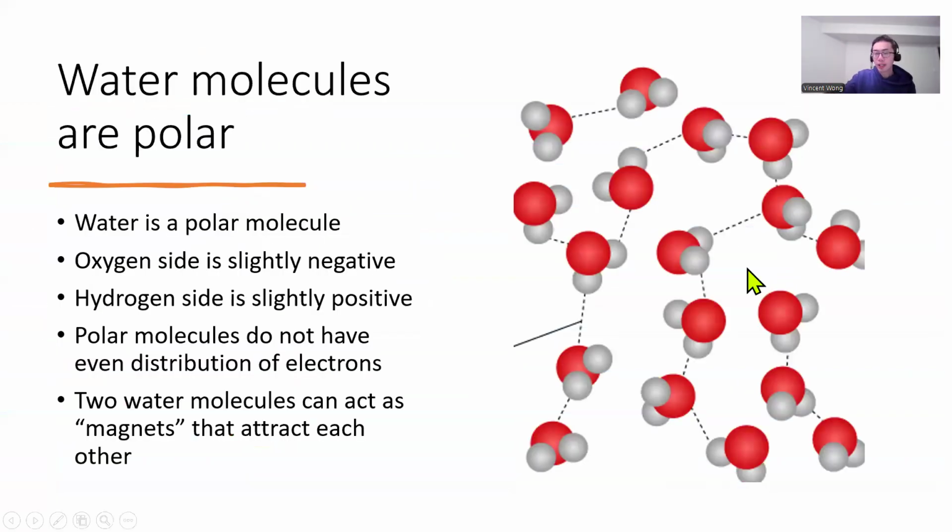So in this picture, you can see the red portion is the oxygen, and then the white portion is the hydrogen, and then they are always attracted to each other. So there's a hydrogen bond here, hydrogen bond here, hydrogen bond. And basically, all the water molecules are clinging onto each other.